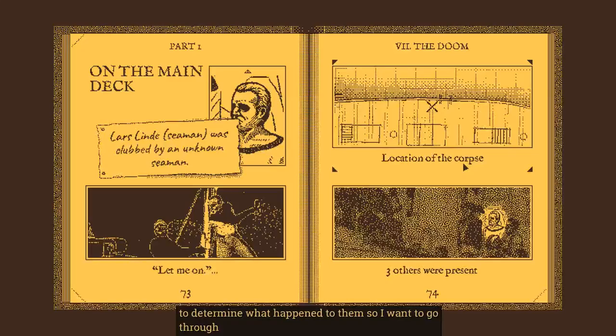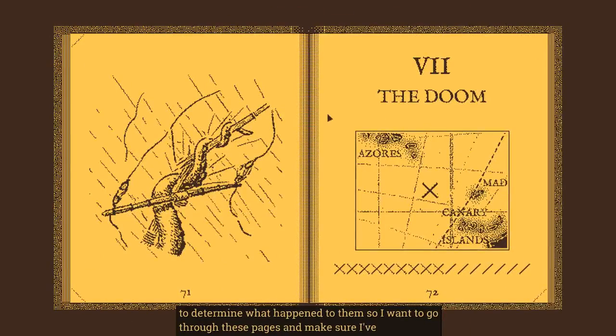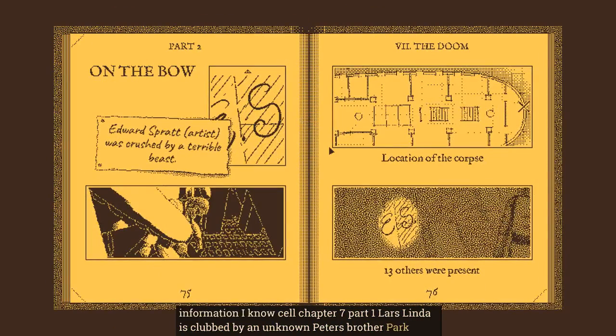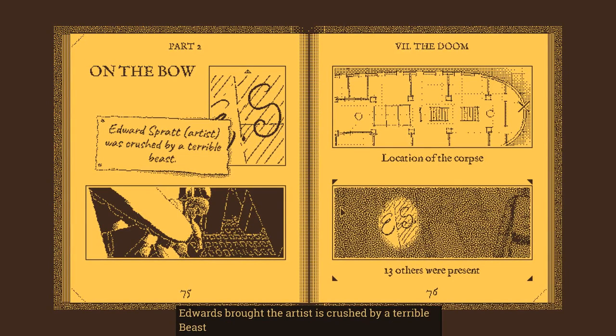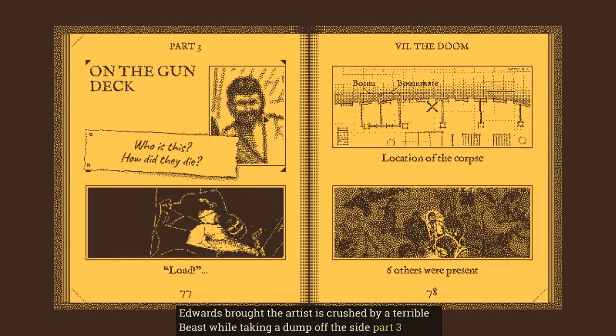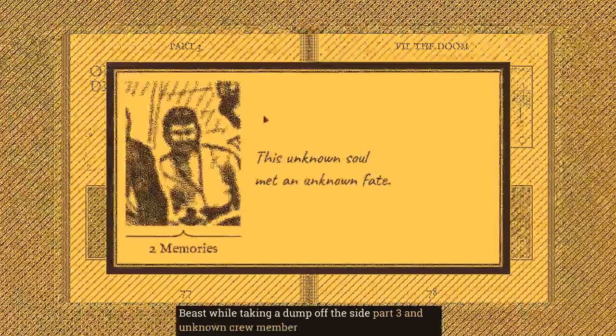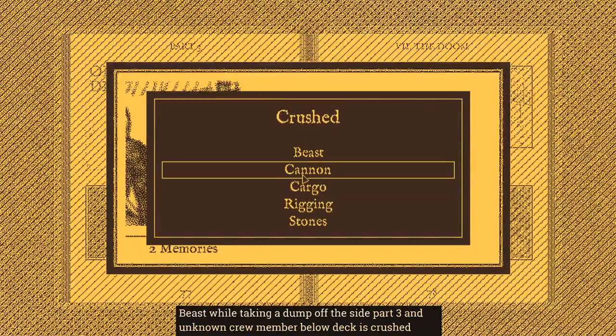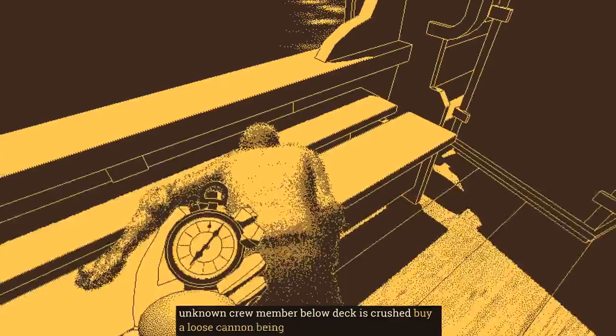So I'm going to go through these pages and make sure I've filled in all the information I know. So, Chapter 7, Part 1. Lars Linde is clubbed by an unknown Peters brother. Part 2. Edward Spratt, the artist, is crushed by a terrible beast while taking a dump off the side. Part 3. An unknown crew member, below deck, is crushed by a loose cannon being wielded by the beast.